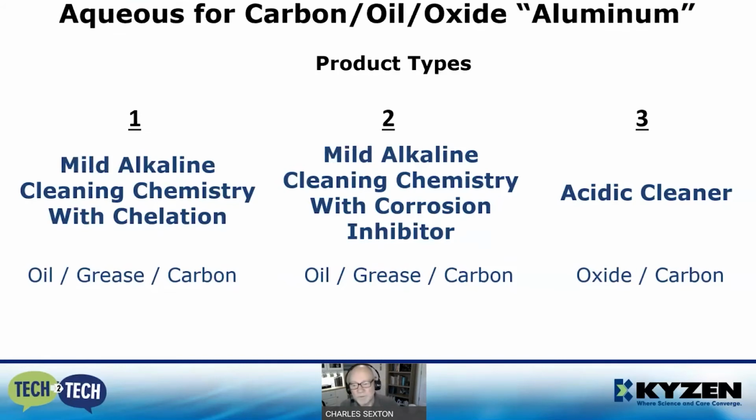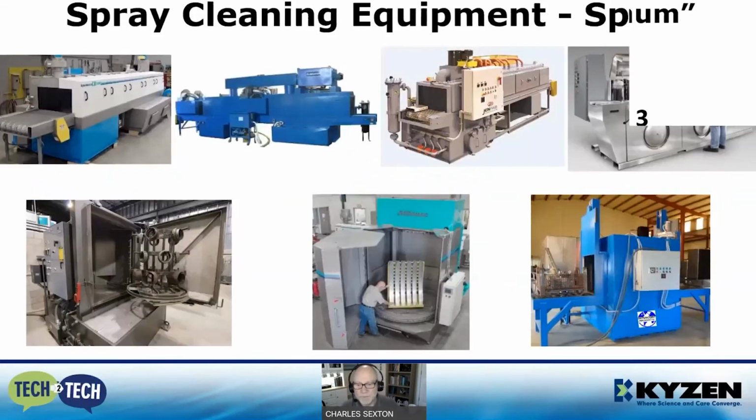For aluminum, we use a lower alkaline product, usually with inhibitors to protect aluminum and brass and copper. A mild alkaline product with chelation. The second product is a mild alkaline cleaning chemistry with corrosion inhibitor, and that's for customers who want to protect brass and aluminum for usually more than 3 months. And then an acidic cleaner to remove, in this case, aluminum oxide, copper oxide from those parts. It's a different acidic cleaner than what we use for steel.